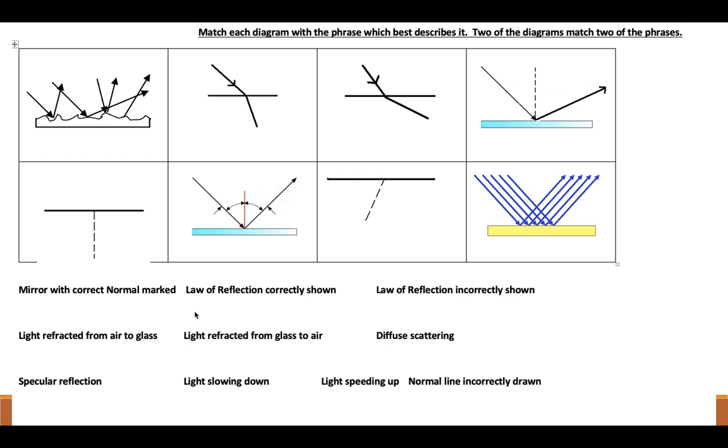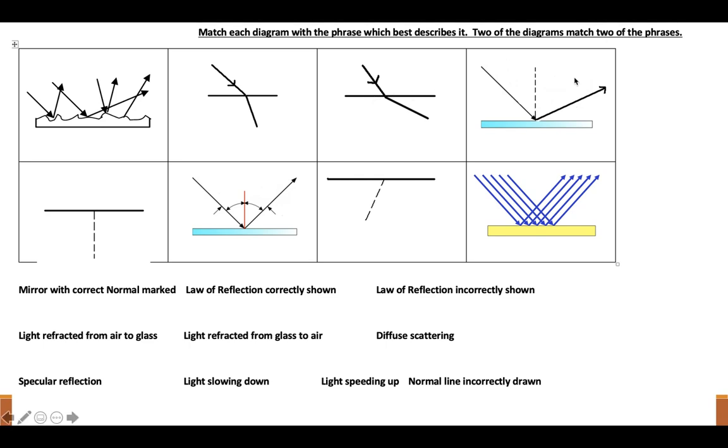Okay, so you've had a go at that. Let's quickly go through the answers. Here we can definitely see it's diffuse scattering. Now here we've got air going into glass. So we've got light moving from air to glass and also slowing down. So this has got 2, air to glass and slowing down. Here we've got it refracted from glass to air, so it's speeding up. So there's 2 things to tick off there, glass to air and speeding up.